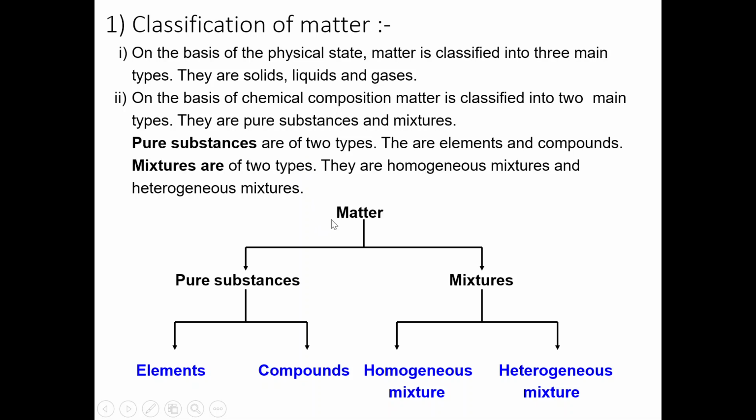As you can see in this flow chart, matter can be divided on the basis of chemical composition into two types, which are pure substances and mixtures. Pure substances are divided into elements and compounds, and mixtures are divided into homogeneous mixtures and heterogeneous mixtures. Regarding this, we will be talking in our subsequent slides.